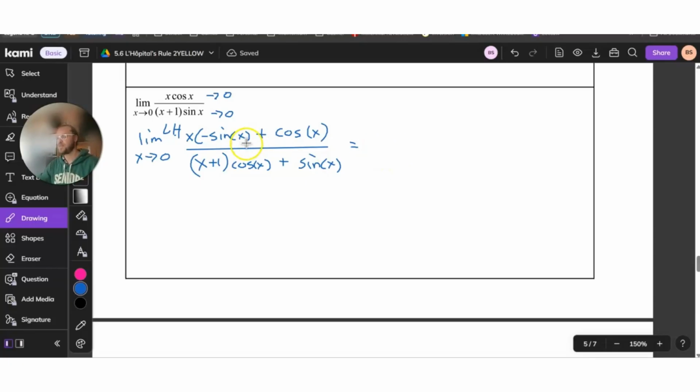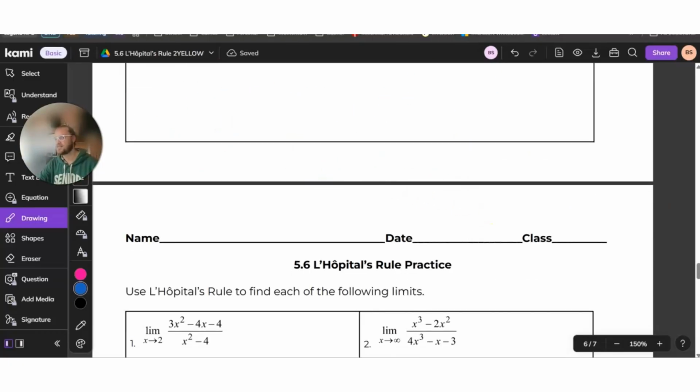It's true. Yes. All right, so 0 times, doesn't matter what sine is, 0 times anything is going to be 0. Cosine of 0 is going to be 1. 0 plus 1 is 1, times cosine of 0 is 1. Plus sine of 0 is 0. So I get 1 over 1, or 1. Amazing. We're done. And now you do the practice.